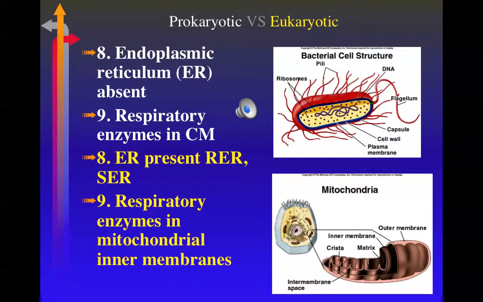In contrast, in a eukaryotic cell, especially plant and animal cells, we find rough endoplasmic reticulum and smooth endoplasmic reticulum. Both are used in the manufacture of the biochemicals the cells need to grow and repair themselves. The respiratory enzymes that are used in cellular respiration in a eukaryotic cell are found on the inner membrane of the mitochondria in eukaryotic cells.